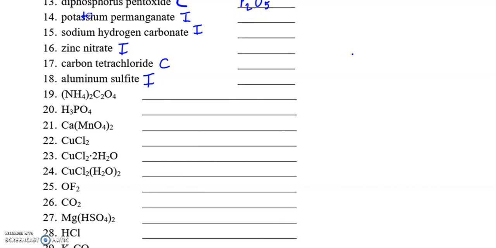Potassium permanganate, potassium is +1, permanganate is -1, so KMnO4. That's all you got to do there. +1, -1 for the hydrogen carbonate, so it's going to be NaHCO3. Right, zinc nitrate. So zinc is +2. It's one of the ones you're supposed to memorize, and nitrate is -1. Alright, carbon tetrachloride is covalent, so CCl4.